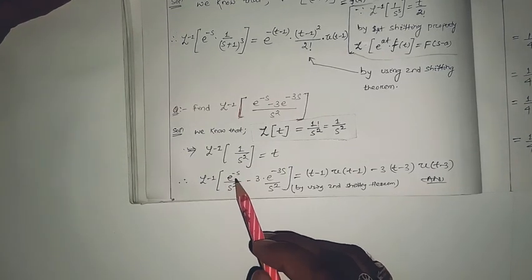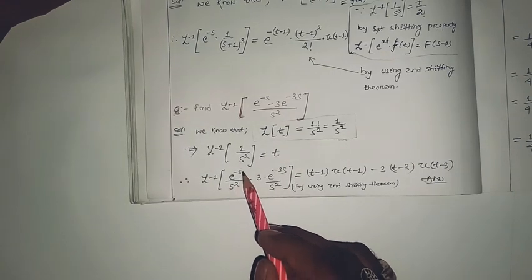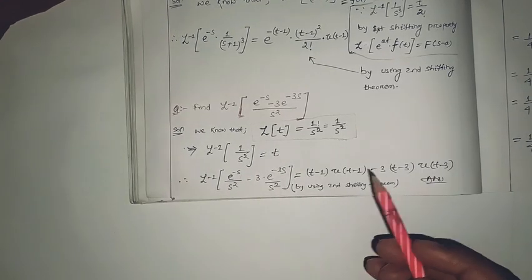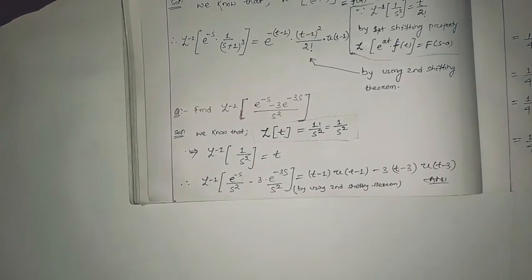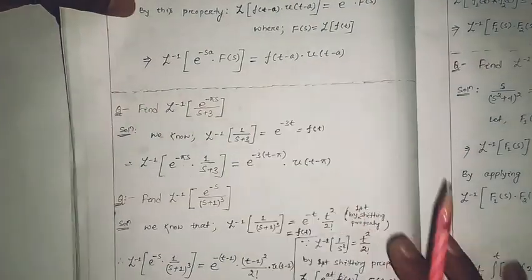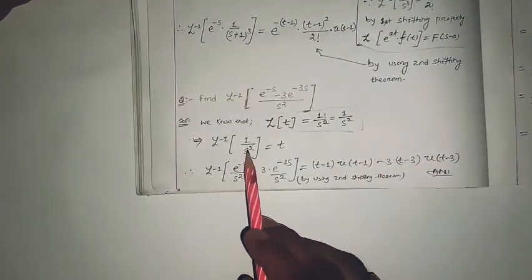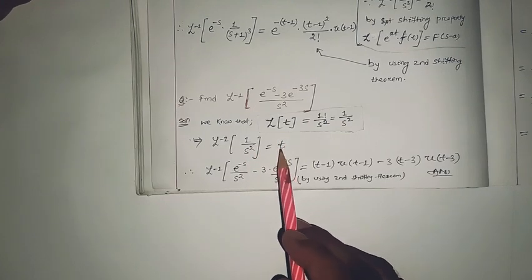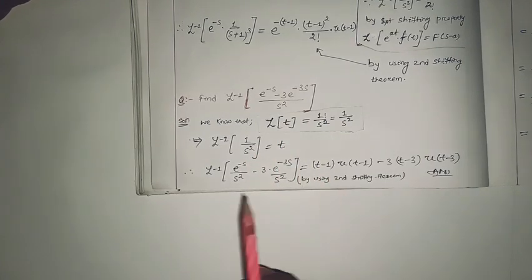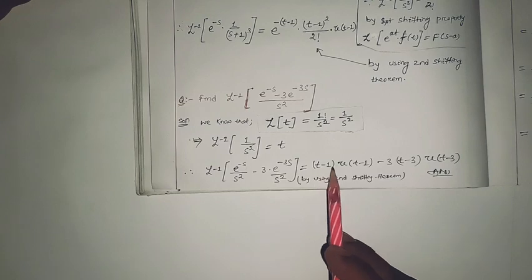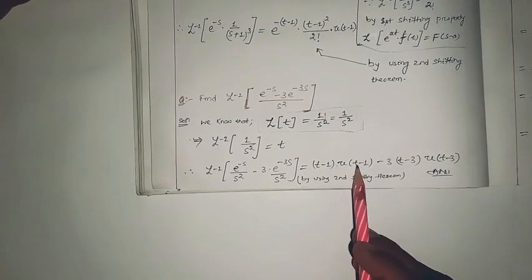The answer will be, if 1 by s square is your capital F of s, then the right hand side will be how much? f of t minus a. The corresponding inverse Laplace transform is your t. So t minus 1, because a is your 1. (t minus 1) into u of (t minus 1).